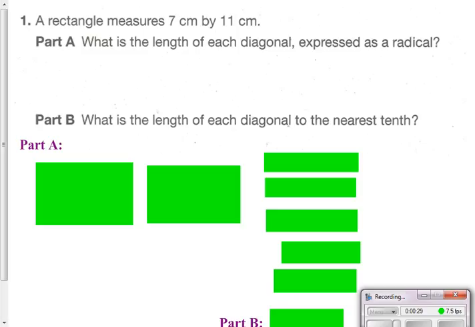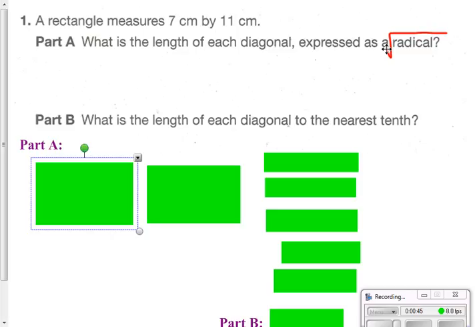Part A says a rectangle measures 7 centimeters by 11 centimeters. What is the length of each diagonal expressed as a radical? A radical, all a radical is, is a square root. So we need to express our answer as a radical.